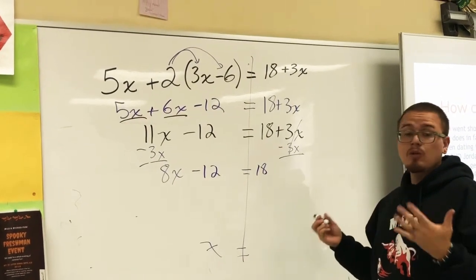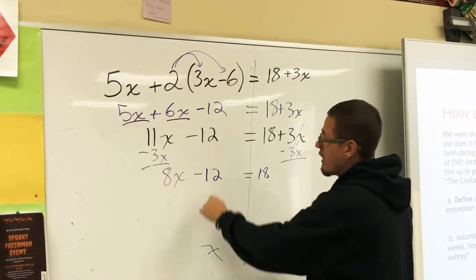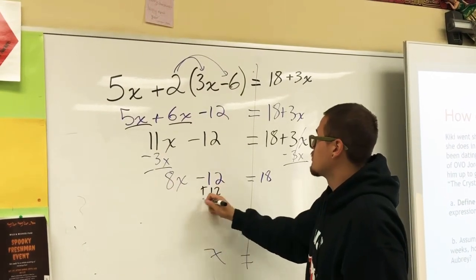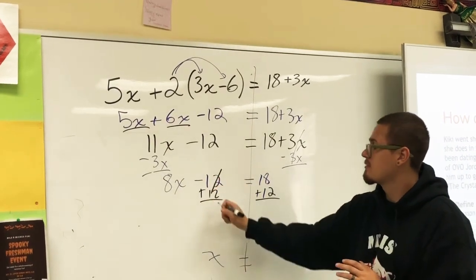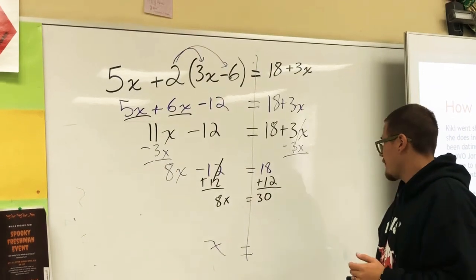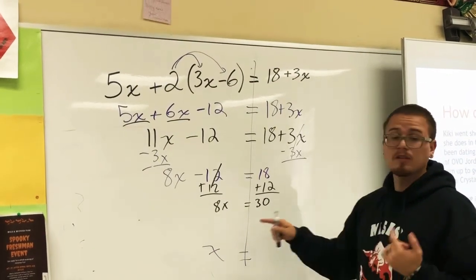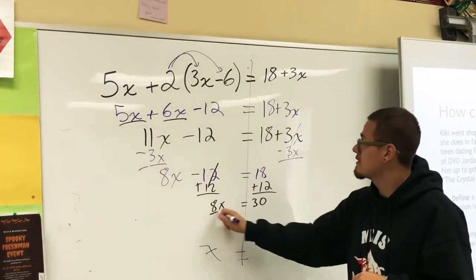Now we have a 2-step equation. Before you undo this multiplication, you got to undo the subtraction by adding 12 to both sides. We add 12 to both sides, that makes a 0. We get 8x equals 30. Now, we can probably already tell, if we know our multiples of 8, this is probably going to have a messy answer, but that's okay because life is messy and so are numbers.